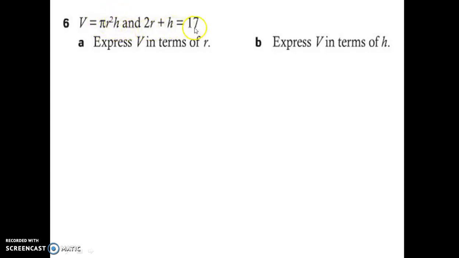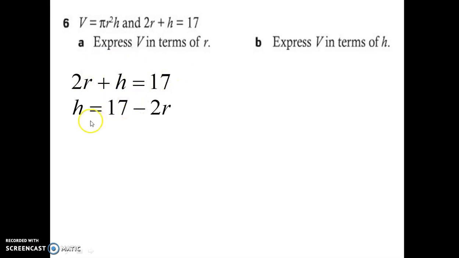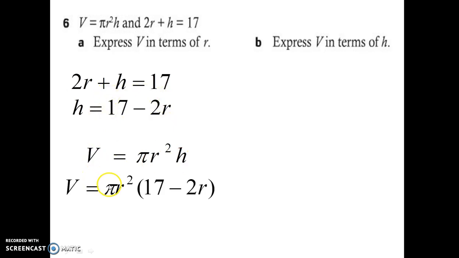So here's our constraint equation. So let's begin with that one. Again, we want the H to disappear because we want V in terms of R. So let's solve this for H so we can substitute it in. So H equals 17 minus 2R. That 2R was moved to this side. Now we have this. We go back to our V equation. We want this to be in terms of R. So we want V in terms of R. Get rid of the H by substituting this in for H. So there's the beginning, pi r squared, and the H has been replaced with that.